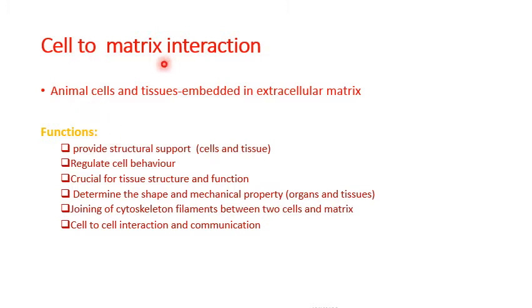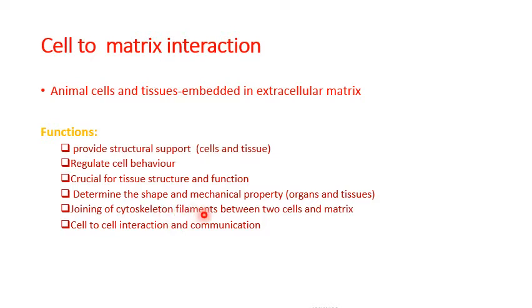If they interact with each other, they provide structural support for the cells as well as the tissues. They regulate the cell behavior. The behavior of the cell will be regulated or maintained. And they play a very important role in maintaining the function of the tissues. They determine that the shape of the cell should be like this only. It should not change. Like for example, the shape of any cell you take, it should be of a particular shape. If the shape changes, then it might lead to cancer. So, in order to maintain the shape of the organs or the tissue, the cell to matrix interaction is necessary.